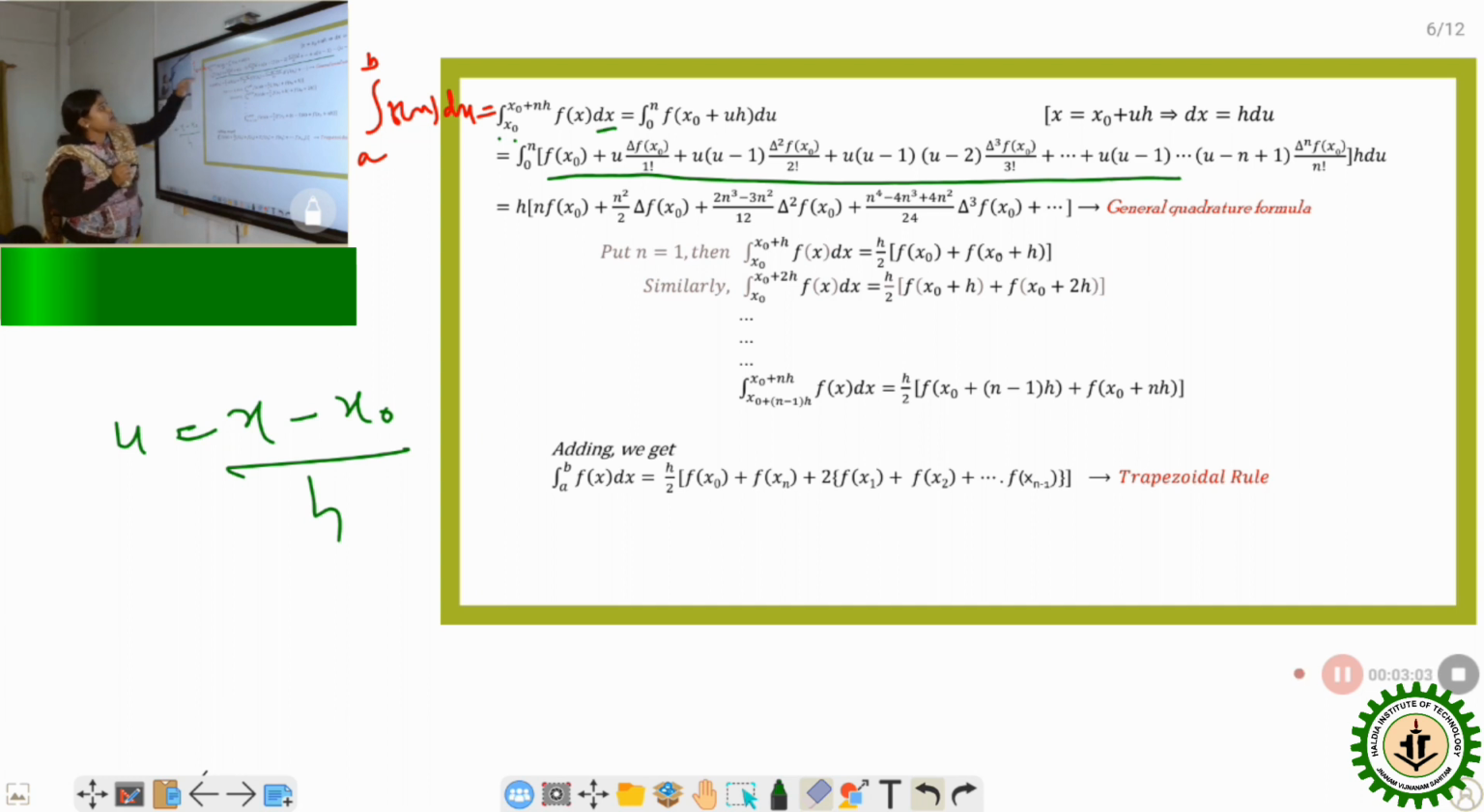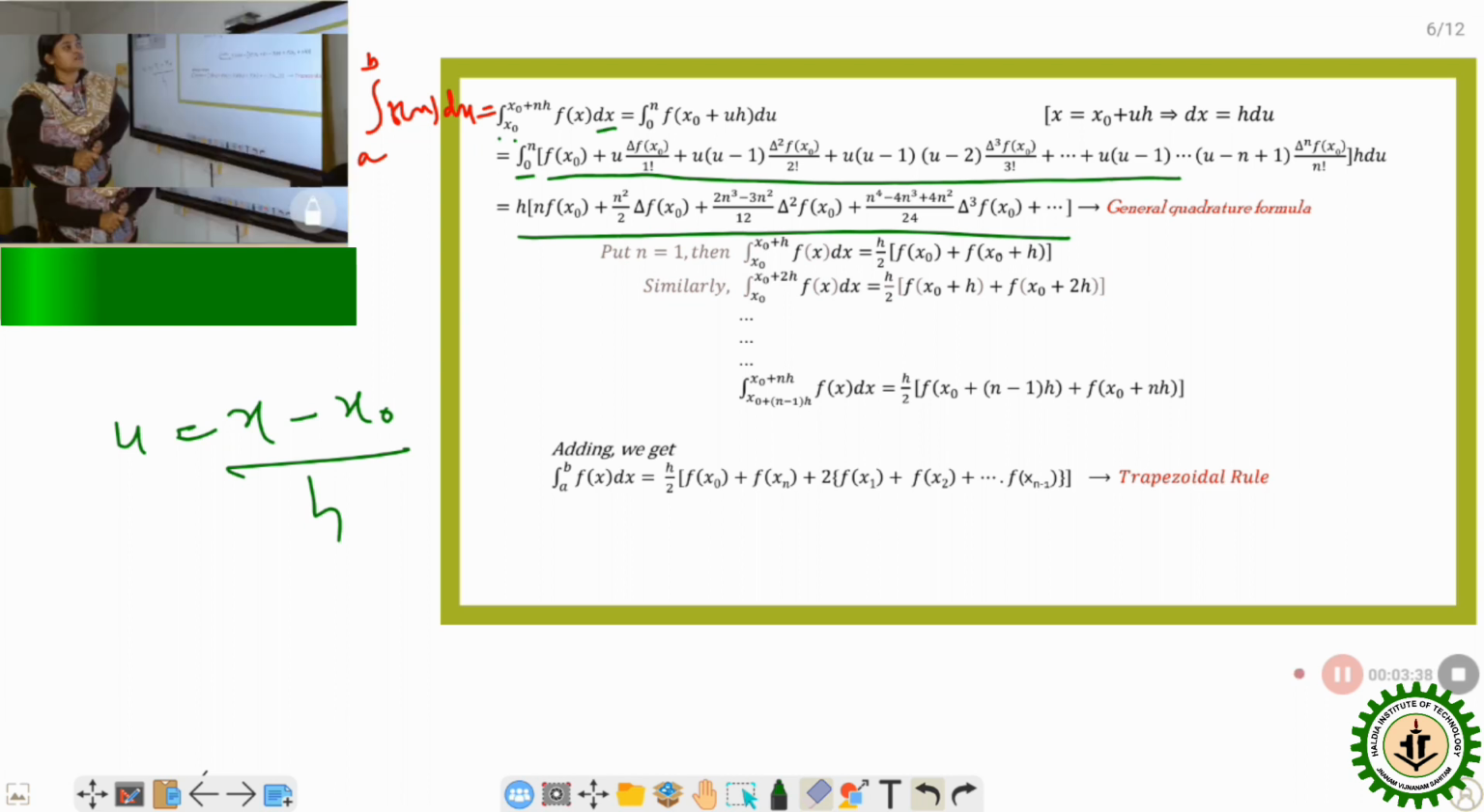Lower limit, we are having x naught in case of x. Now we have to put the value of the lower limit in terms of u. So in place of x, here we can put x naught. So x naught minus x naught by h will be 0. So lower limit becomes 0. Similarly, the upper limit, when we are putting x equals x naught plus nh, u will be simply nh by h, that is n. So now after integrating, we will get this value, and this is nothing but your general quadrature formula.